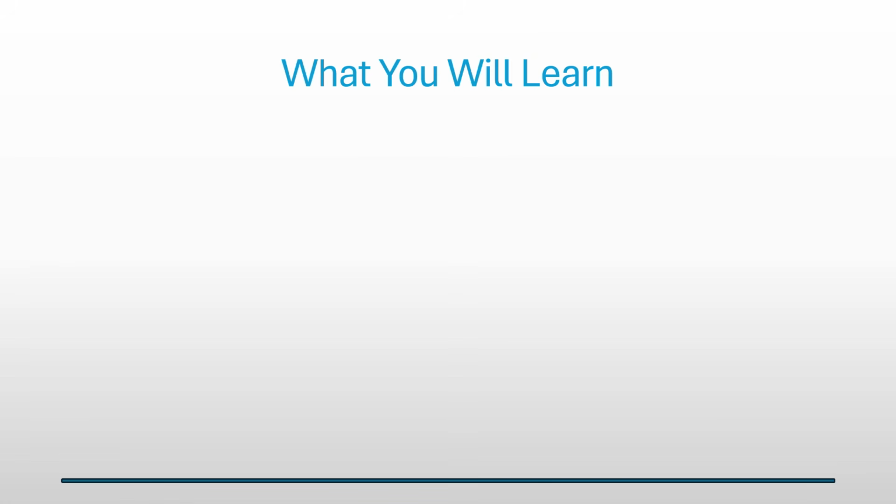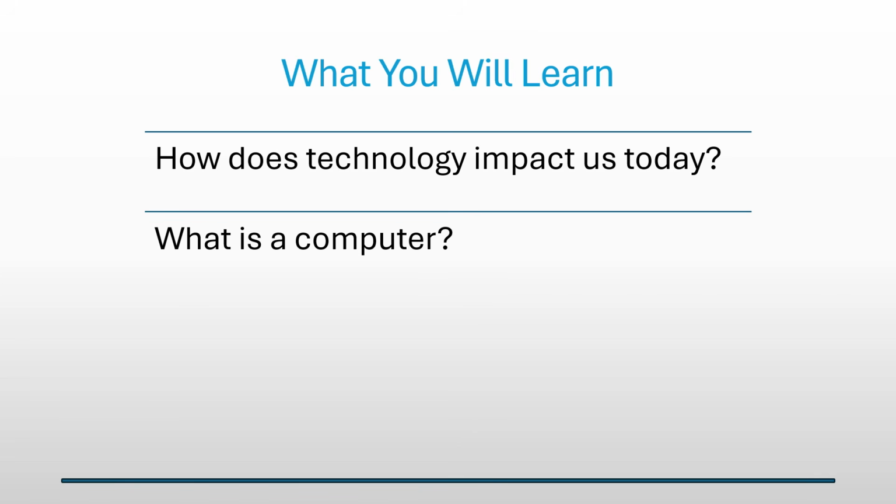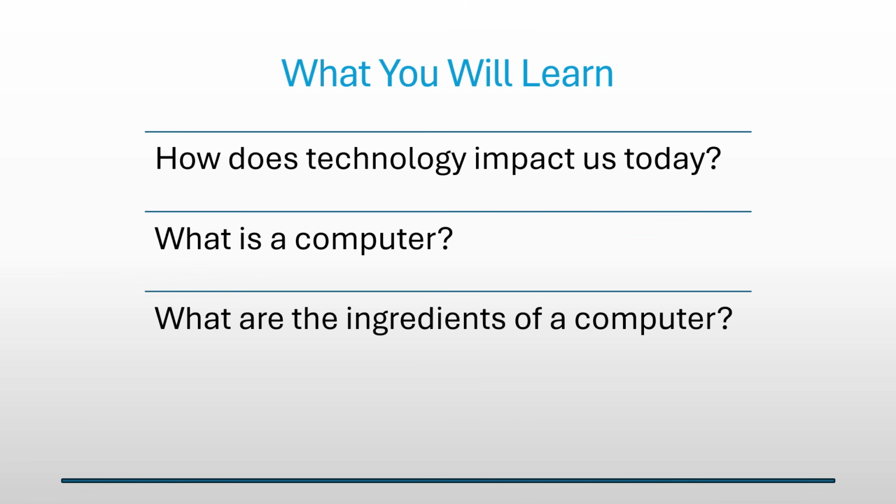This is what we will learn. We will first take a look at how technology impacts us today. You also learn, well, what is a computer? What's the big fuss about computing? Why is it so important? Why does it have such a huge impact on us today? And we'll take a look at the ingredients of a computer. So what makes up a computer? Just like a cake, we have different ingredients.